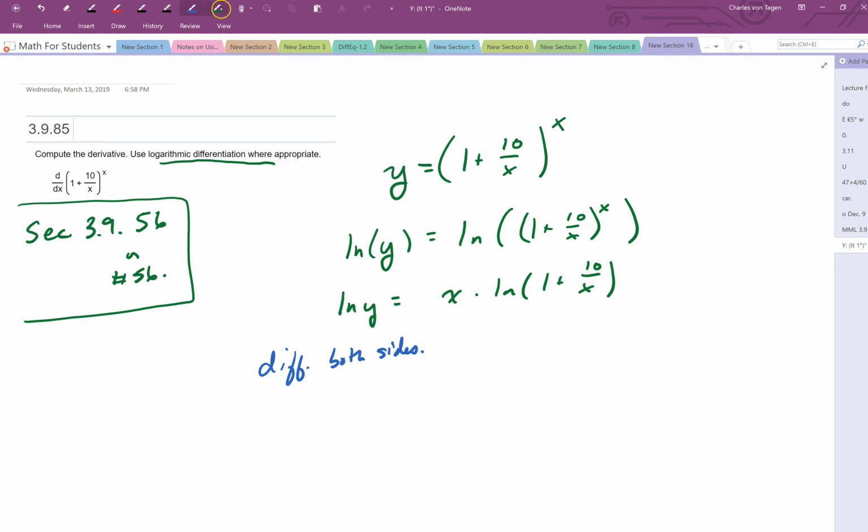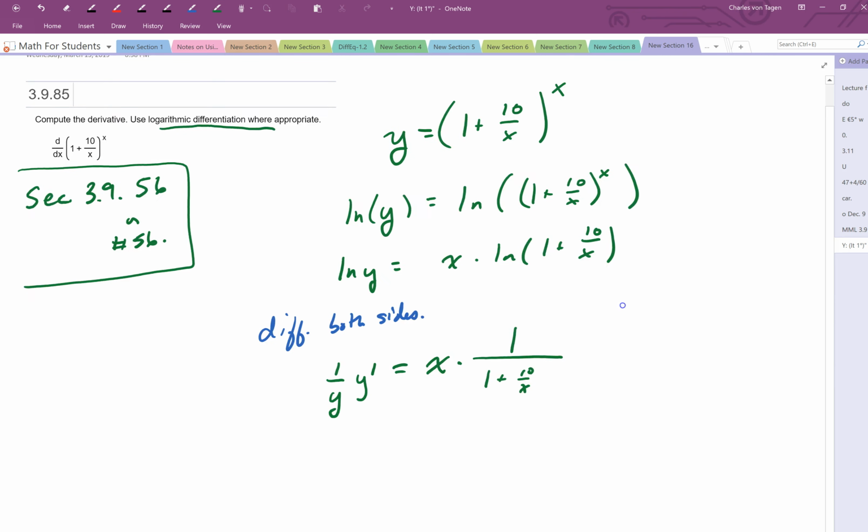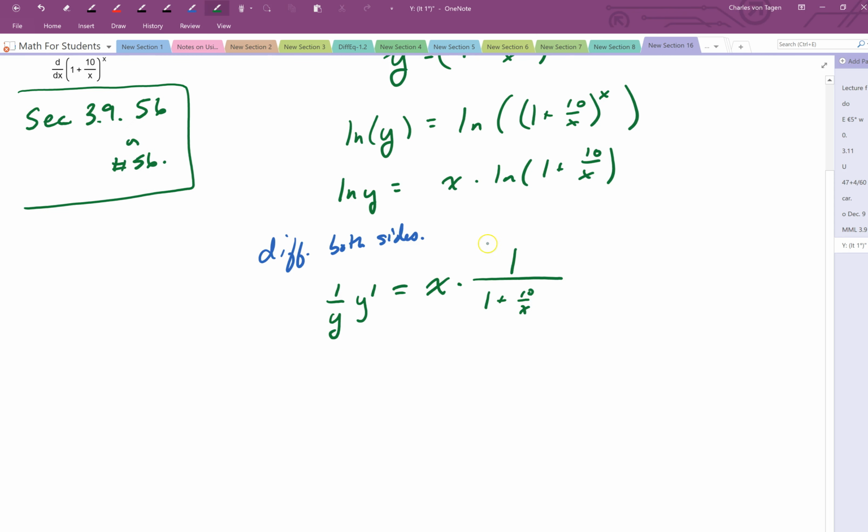Okay, taking d/dx of both sides. On the left-hand side, I get 1 over y times y prime. If you want a better explanation of that, do take a look at the video that I referenced here. And on the right-hand side now, I've got a product rule. So here we go. We've got the first times the derivative of the second. Then, I'm not done taking the derivative of the second, I've got a chain rule here, so I've got to multiply that, and I'm just going to go ahead and do that.